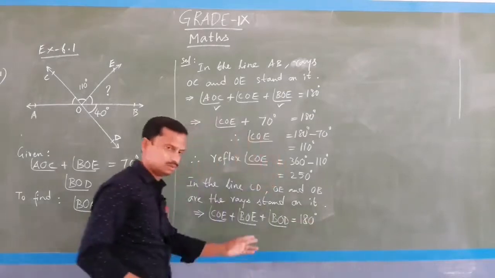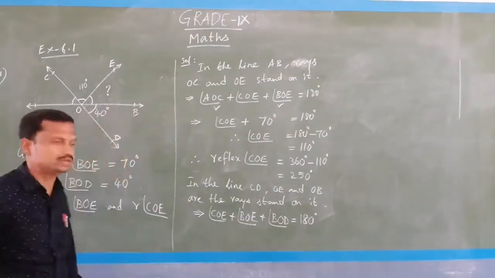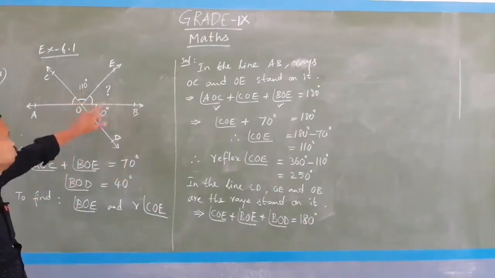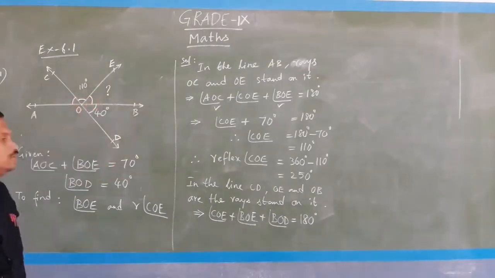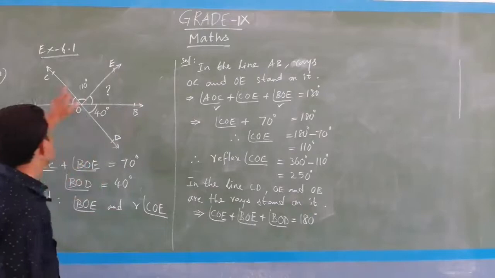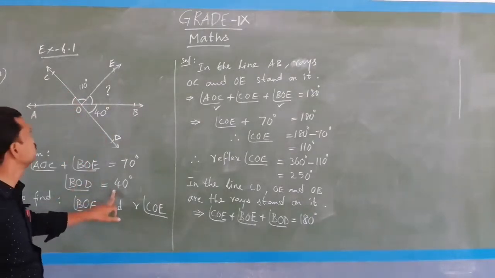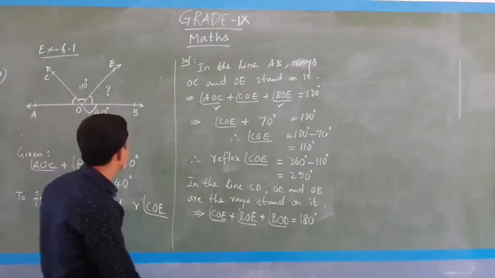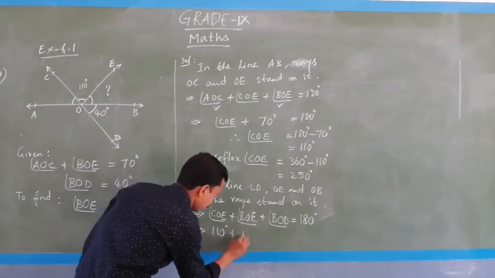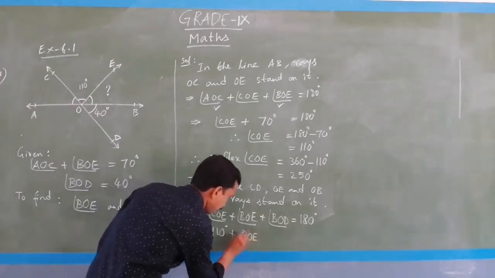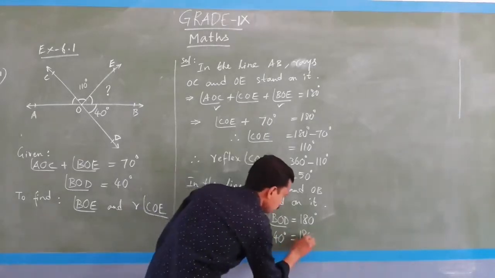This is 180 degree. You know that the sum of all the 3 is 180 degree, which is a straight angle 1, 2, 3. If this is a line, then these 3 angles are 180 degree, and we have COE and BOD. BOD is given in the question itself, 40 degree. So, these 2 you can easily substitute. COE is 110, this is 40, again equal to 180 degree.